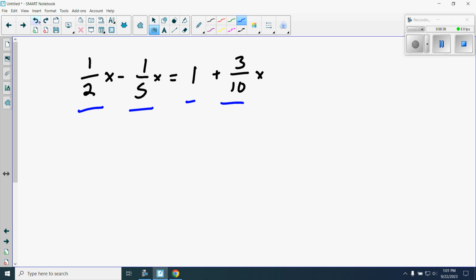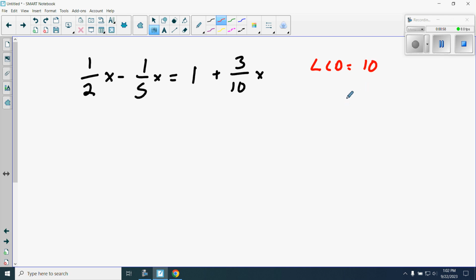And it's kind of important that you know those in order for this to work. In order for this to work, we have to find a least common denominator. All right, refer back to the previous videos if you need to find the least common multiple found in the denominator. But with that, I've got four terms that I have to find that in: the 1/2 x, the negative 1/5 x, the 1, and the 3/10 x. In this case, my least common denominator is 10.